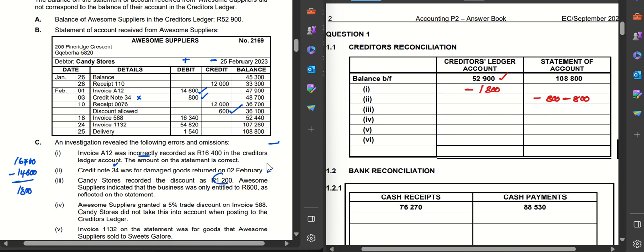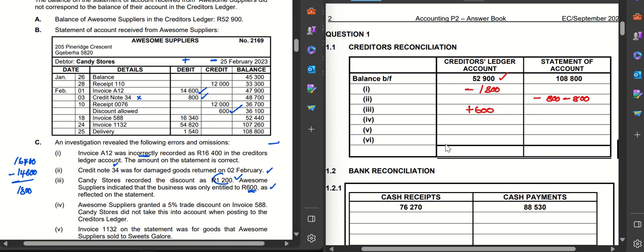So we minused more. For us to correct that, we have to come and add the difference, which is 600. So I'm going to come here and say plus 600, because we had subtracted 1,200 instead of only 600. So I'll say 1,200 minus 600. The difference becomes 600. That is what I come and add back here. Okay, let me go on.